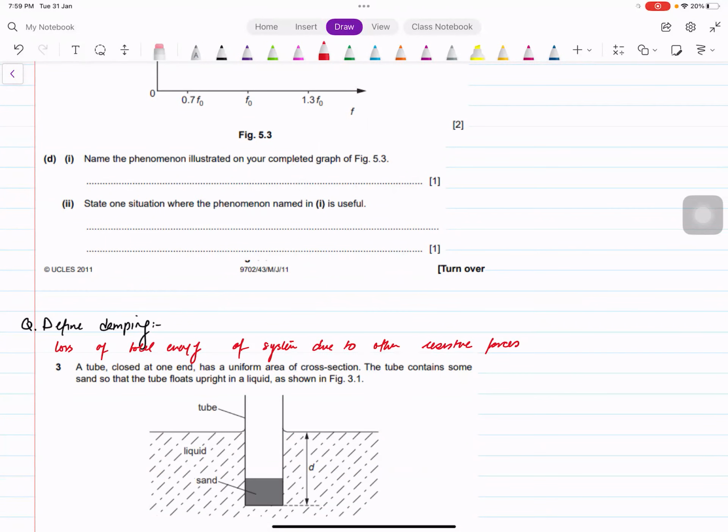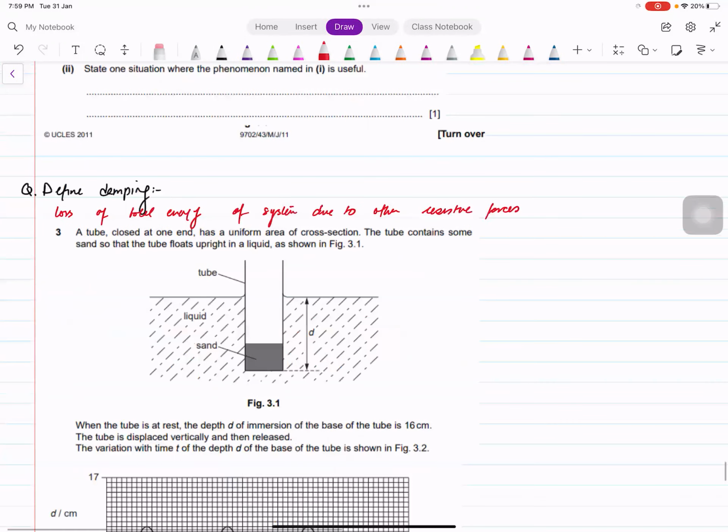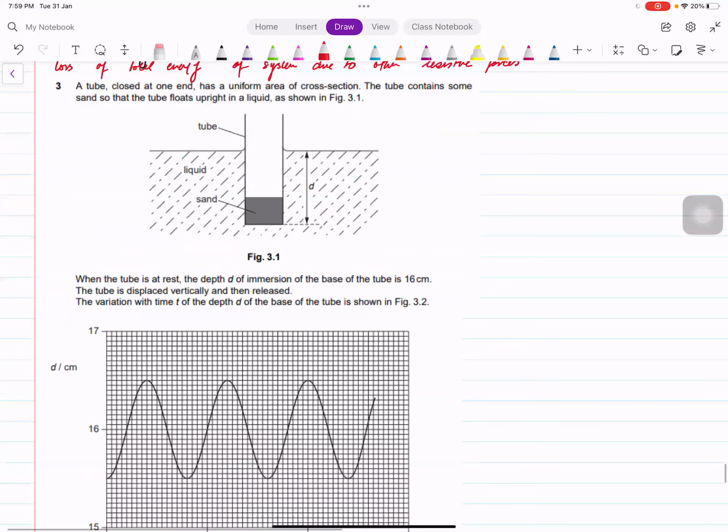Usually it's 1 or 2 marks, it's fine. Written, should I go forward?